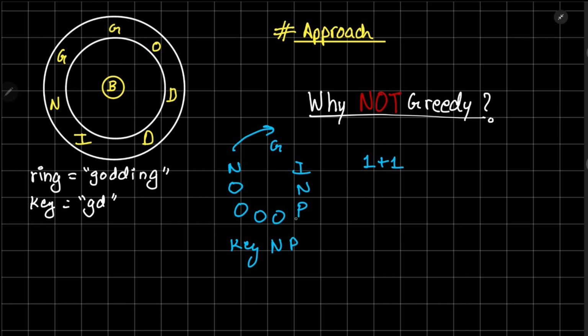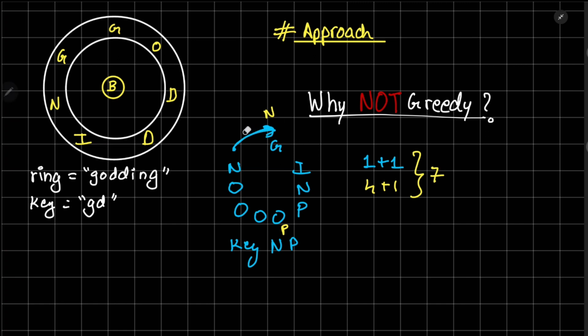And now you want P. When you rotate this by one step, N will come here and P will come here. So now you will have to rotate it in this direction, and how many times? 1, 2, 3, 4. We have to rotate it 4 times. So 4 steps to rotate it and 1 step to push the button. So the total will be 7. But we know this is not the correct answer.